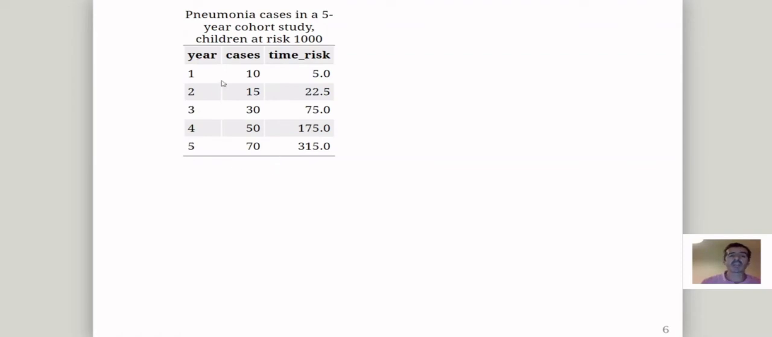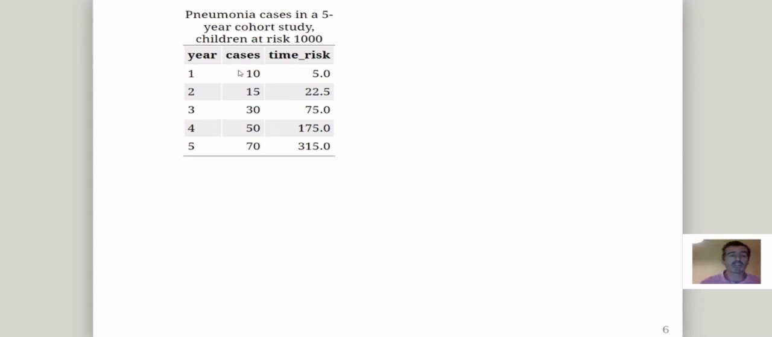We have 5 years, and we got the number of cases per year of, let's say, asthma, and the time at risk these cases were contributing per year. So you might wonder, why do 10 cases contribute only 5 times time at risk? Well, this is because we don't know exactly when these cases occur. Sometimes it occurs at the start of the year or at the very end or in the middle.